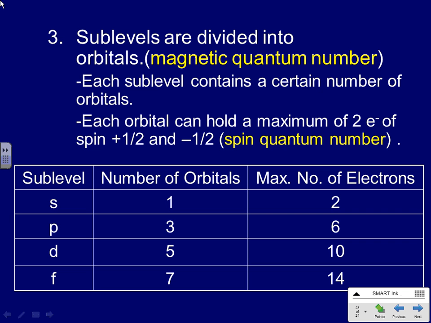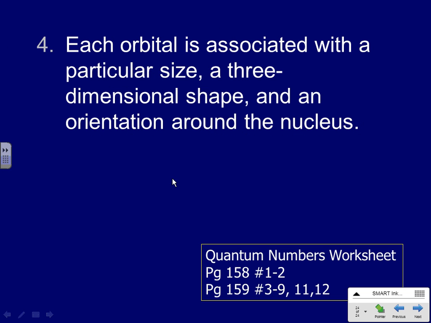Sub-levels are divided into their orbitals. Each sublevel contains a certain number of orbitals, right? 1, 3, 5, 7. There's only one S-type, there are 3 P-type, there are 5 D-type, and there are 7 F-types. And each one can hold 2 electrons, so you can put 2 in the S sublevel, 6 in the P sublevel, 10 in the D sublevel, and 14 in the F sublevel. Again, very repetitive to what we just did.